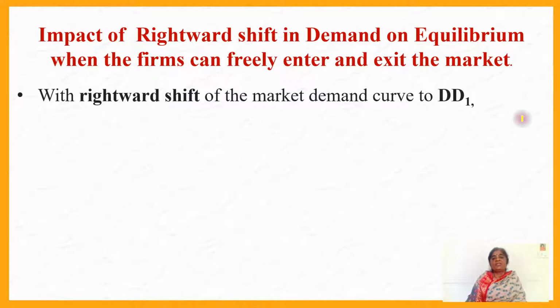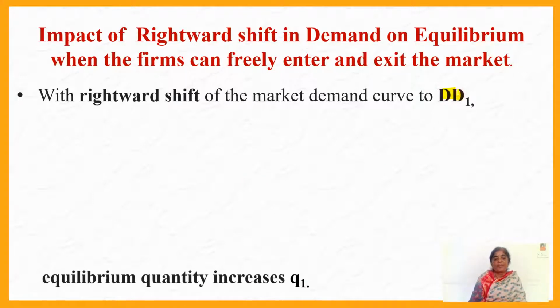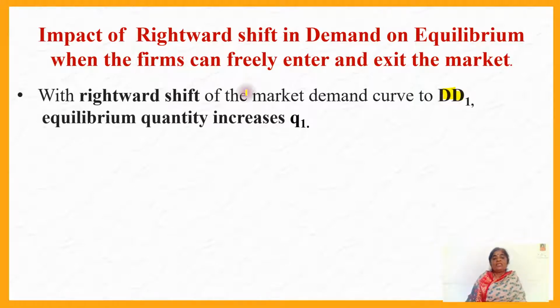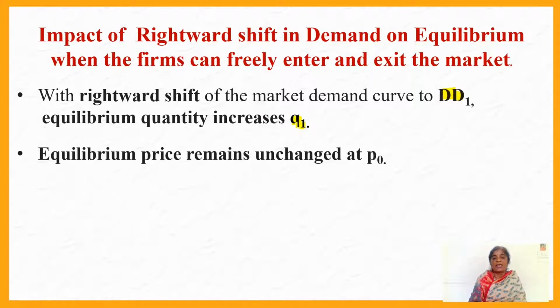With the rightward shift, as we have discussed in our diagram DD1, equilibrium quantity increases to Q1. I have explained to you with the help of the diagram. You can go back and refer. Equilibrium price remains unchanged. There also we have seen P0 remains unchanged because the supernormal profit eventually will be wiped out, and at last firms will earn normal profit.